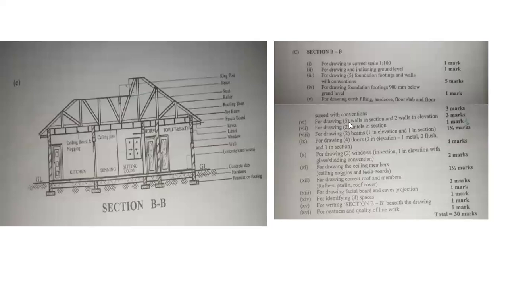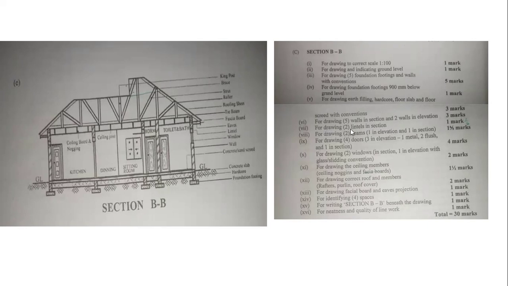And then for drawing 5 walls in section and 2 walls in elevation, 3 marks. As you can see here, 5 walls in section. These are the walls that they're talking about, with the convention. And then 2 walls in elevation. So we have this wall here, and then we also have this wall in the toilet and bath. So we have 3 marks awarded to that.